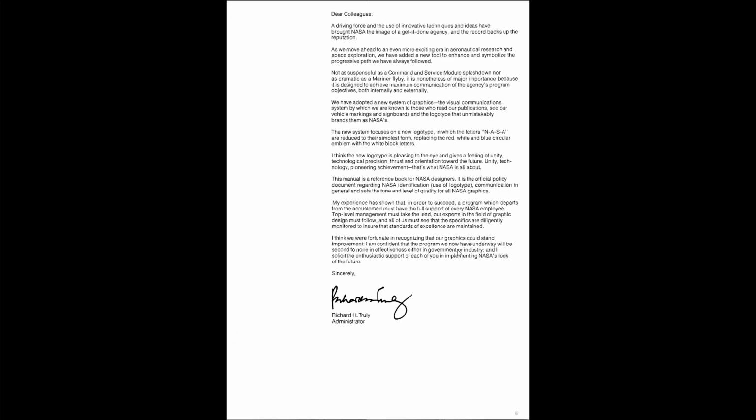Let's go through. So we've got Dear Colleagues. This is from the administrator of the time, Richard H. Truly. I won't read this stuff out. I think it's talking more about how it's going to work. Actually, maybe we should read this one out. I'll just read the pertinent areas. Yeah, so: a driving force in the use of innovative techniques and ideas have brought NASA the image of a get-it-done agency, and the records back up the reputation.